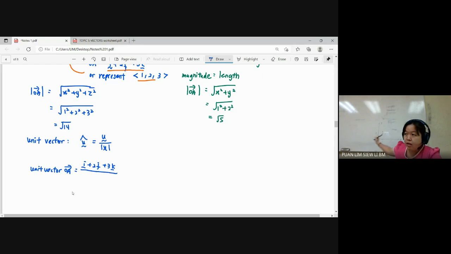So tadi vektor tadi 1, 2, 3 kan, dekat sini kan. Vektor direction sini 1, 2, 3. Panjang yang kita cari ialah OA sini, iaitu square root 14. So we will divide it one by one. It will be 1 over square root 14 i, and then 2 over square root 14 j, and then this will be 3 over square root 14 k.